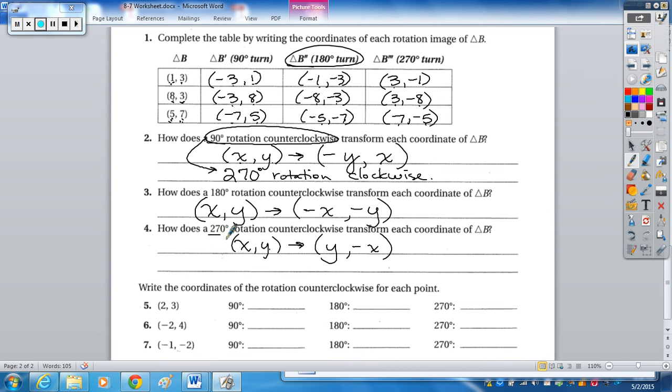Now, one thing that you want to think about here is this. What if I were to do this rotation clockwise, how far would I have to spin to get in that same spot? Well, if we go back to a 90-degree counterclockwise rotation, that's equal to 270-degree clockwise rotation. Wouldn't it make sense that if we have a 270-degree counterclockwise rotation, that would be the same as a 90-degree clockwise rotation? Okay?